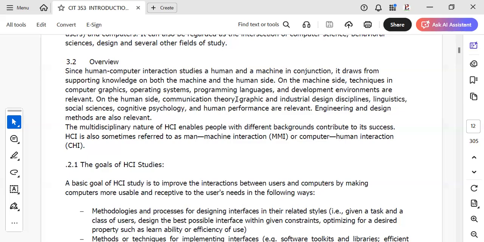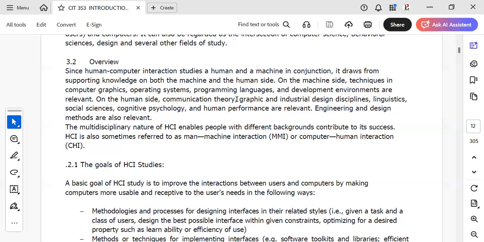So in order to have a very perfect knowledge of this course, we need to study some things on the part of the computer. Since it is human and computer, two things combined together, interaction, how they interact, we need to study on the part of the machine the following things. What are we going to study on the part of machine as we go through this material? We will study computer graphics. We will study operating systems. We'll study programming languages, which is the means of communication between the two of them, and we'll study the development environment of the systems.